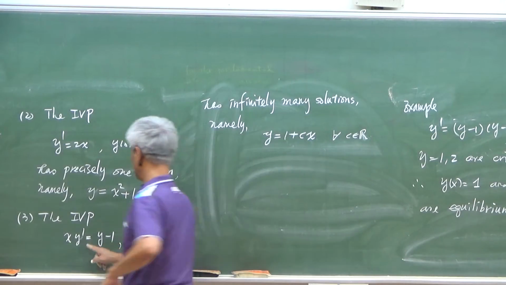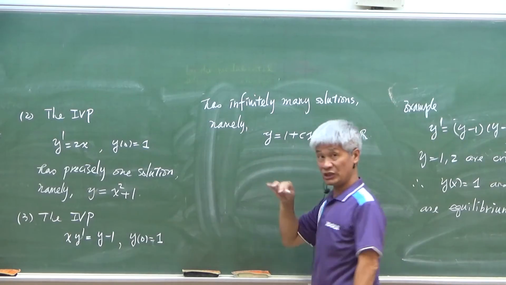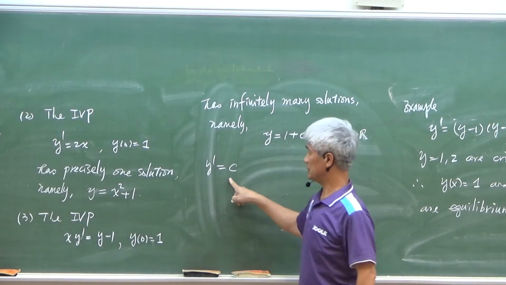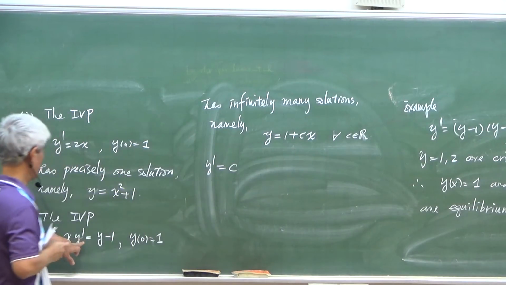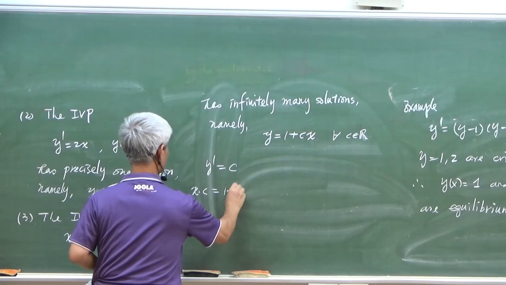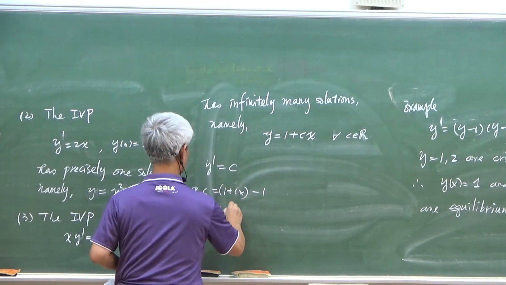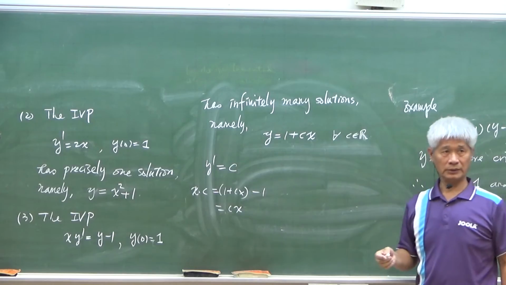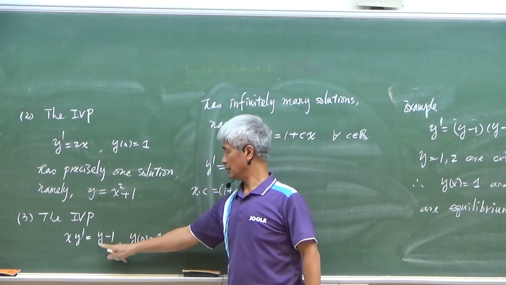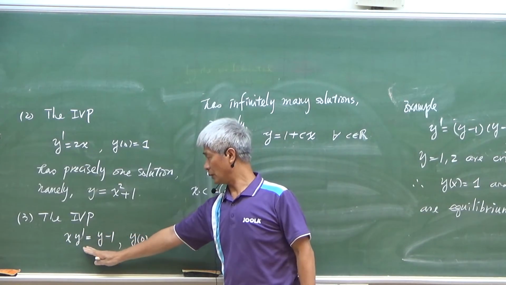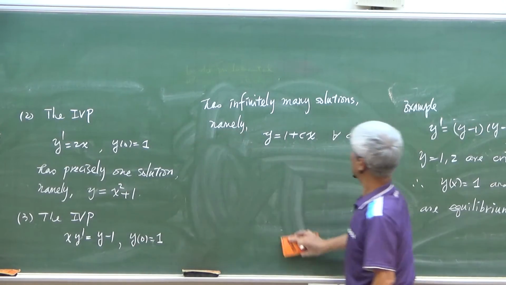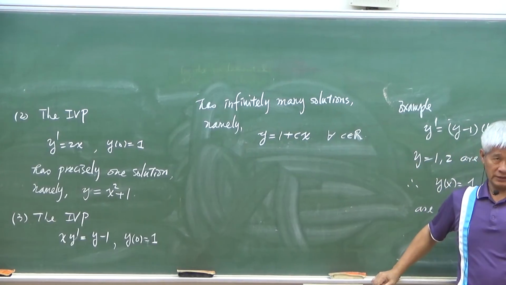Now, we can take the derivative. You can check that y prime is equal to C. And so x times C equals y minus 1, which is 1 plus Cx minus 1, so it's equal to Cx. So it's an identity. Of course, it's quite easy to check. This is a solution for both the ODE and the initial condition. So now you have infinitely many solutions.